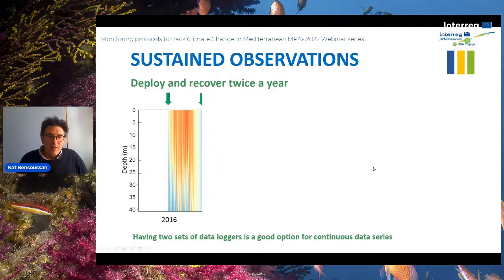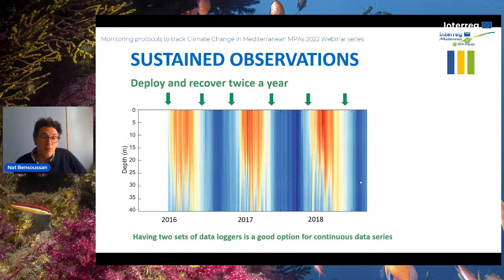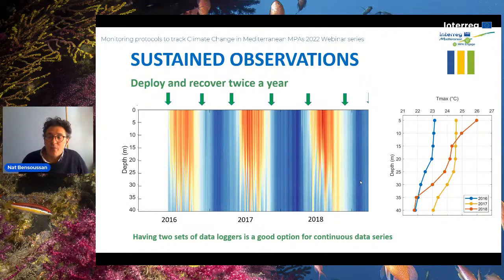Of course, the idea is to keep rolling, continue. So by doing this, deploying and recovering twice a year, you can acquire time series, multi-year time series. And what is shown here is 3 years of temperature recording. It already provides interesting information, allowing comparison between years, looking, for instance, at the maximum temperature, highlighting the exceptional high temperature in year 2018. It was the first time we measured some temperature above 26 degrees in the northern Catalan Sea.